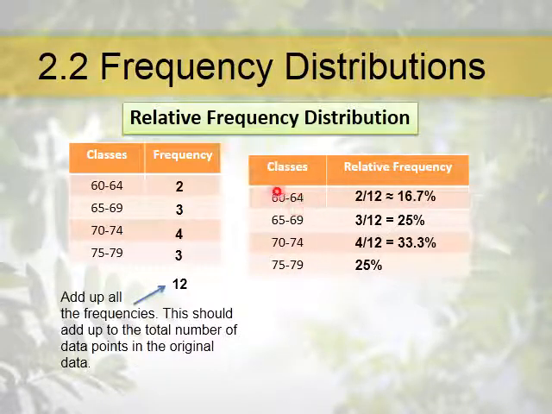16.7% of the data was between 60 and 64. So if we did this right, we should be able to add up these percentages and get a total of 100%. Or if I was in decimal form, I should be able to add up all my decimals and get 1. Now there may be some rounding issues, in which case we may get 99.9% or 100.1%. Or in decimal, you might get 0.99 or 1.01 due to rounding. So it might not be exactly 1, but as long as you're very close to 1, chances are you did it correctly.